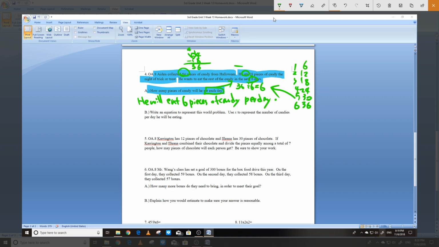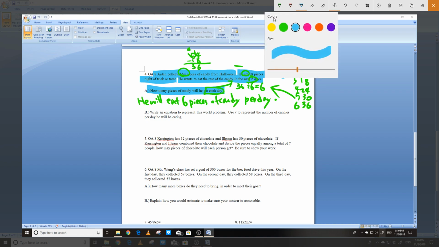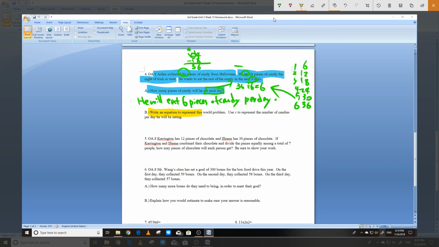All right. Part B says write an equation to represent this word problem. Use x to represent the number of candies per day he will be eating. So x really is substituting for the number 6 here. So 6 or x, right? X times 6. You see, I draw this little dot here. That means multiply. X times 6 plus the 18 he ate on the first day will equal 54. That's how many he originally got, right? So that's the equation you will need to write, okay?